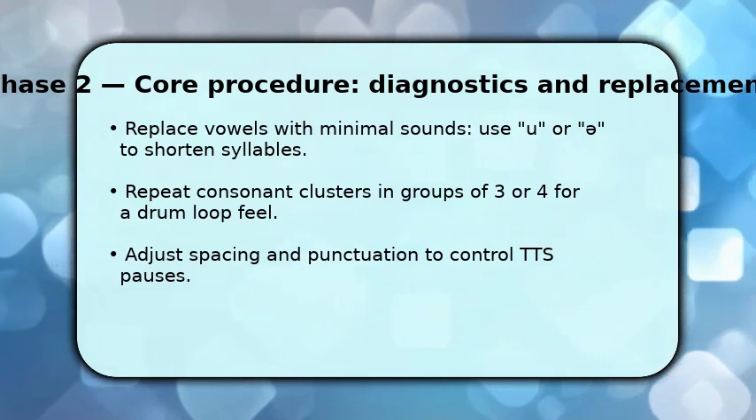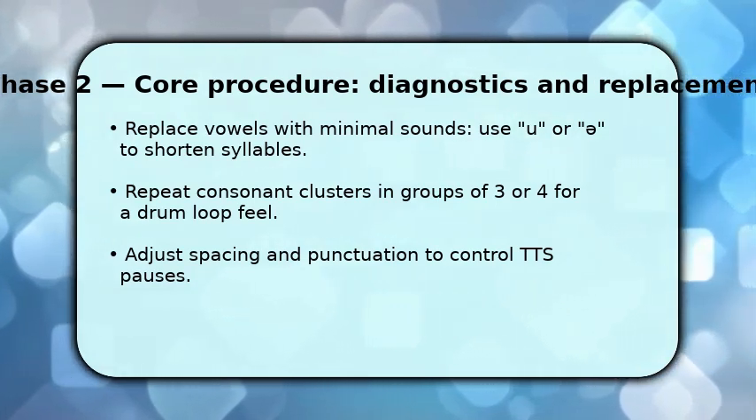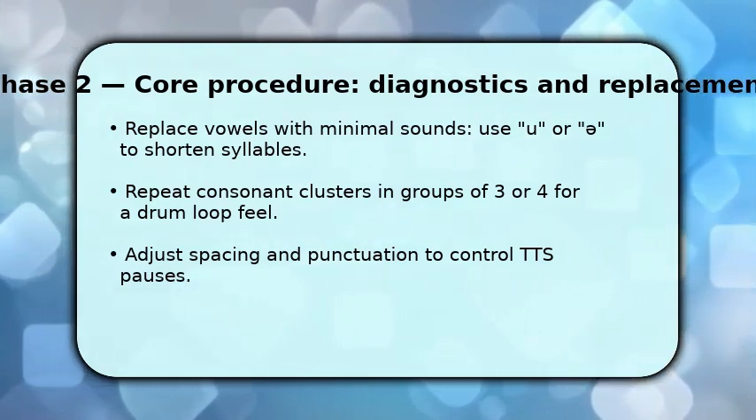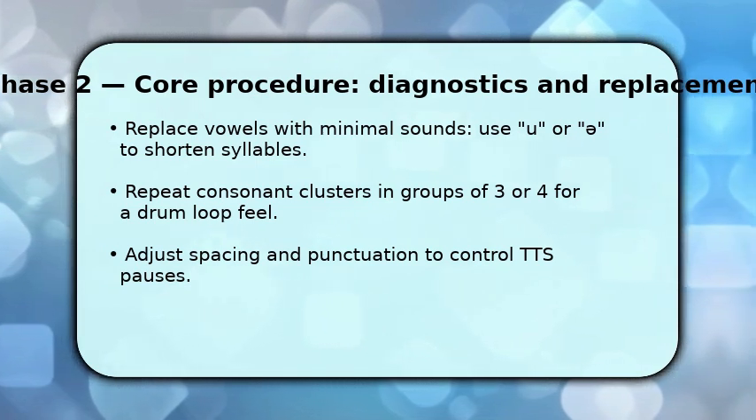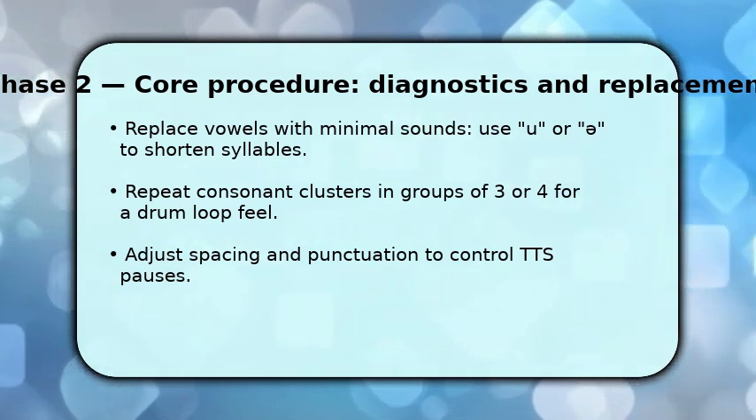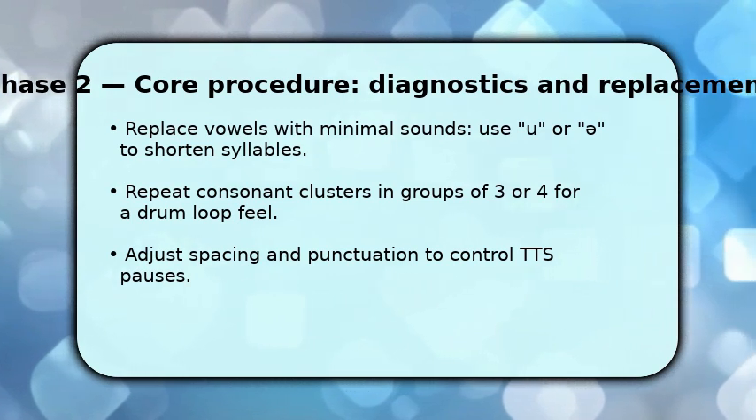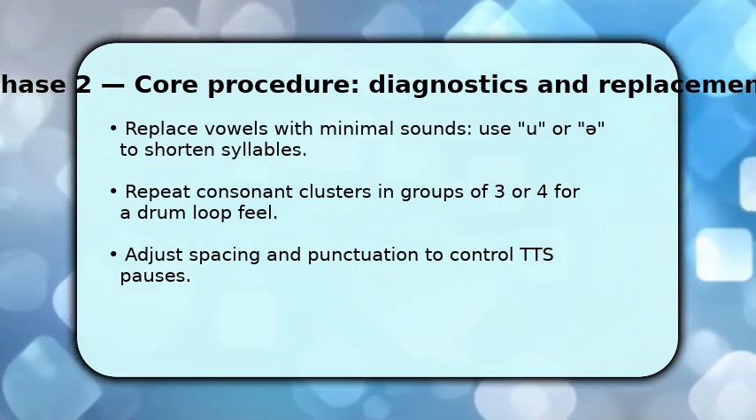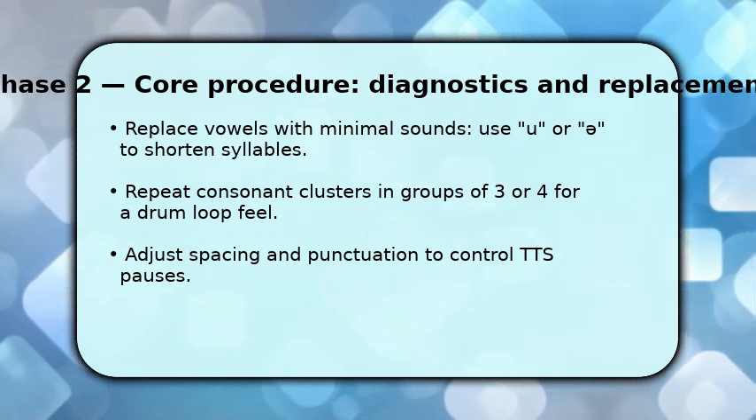Swap full vowels for quick schwa-like vowels. For example, B-U-T-T-S becomes butts. Shorter vowels make percussive hits. Repeat consonants in threes to simulate kick, snare, hi-hat, for instance, BTK, BTK, separated by commas.